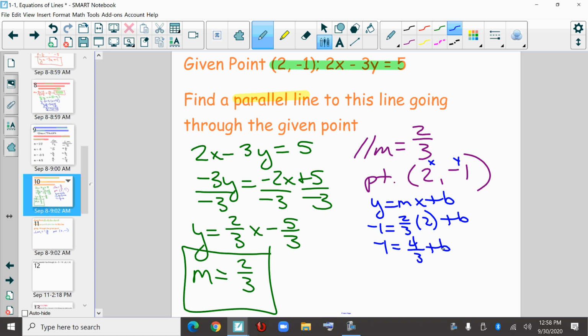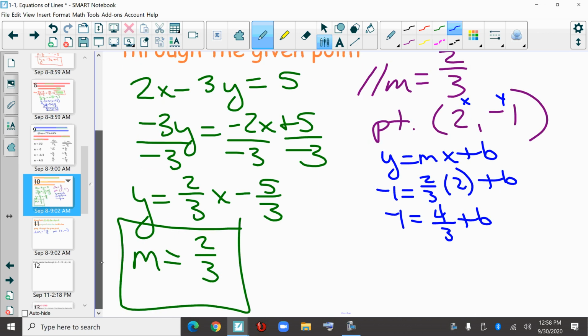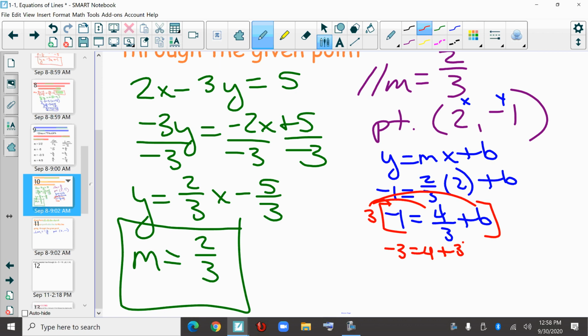Now, the little trick here is to multiply the entire equation by my denominator to eliminate that fraction. -3 = 4 + 3b. So if I subtract 4, that gives me -7 = 3b. So -7/3 = b.